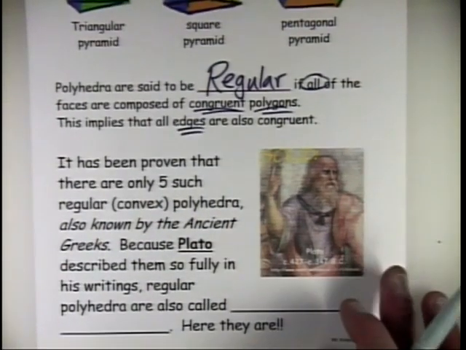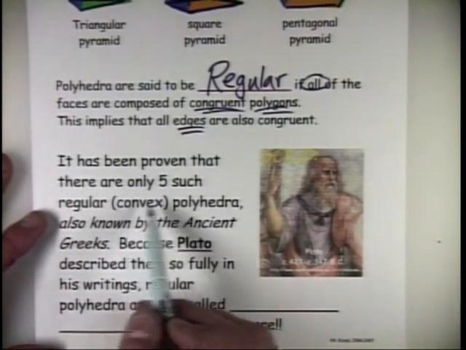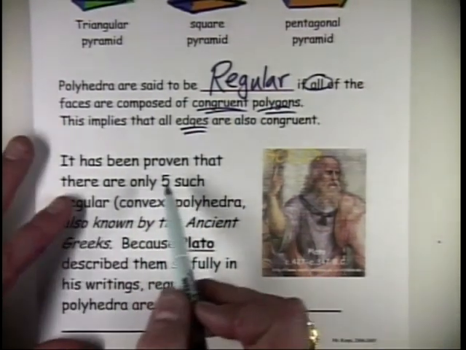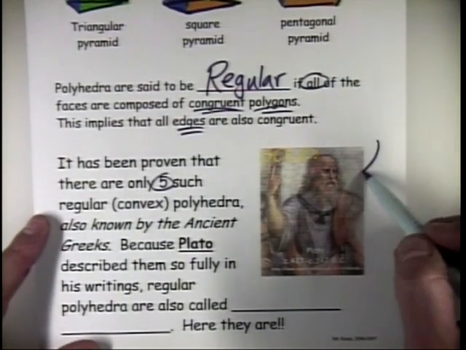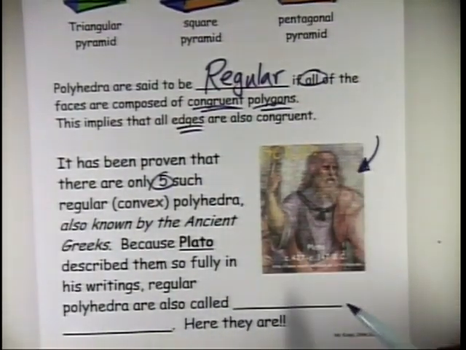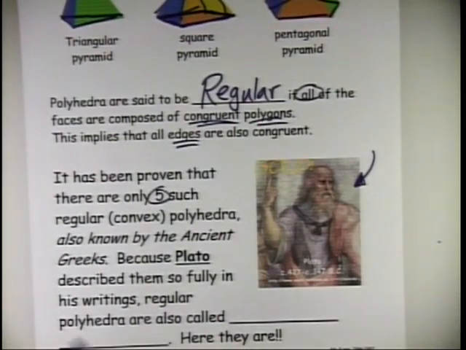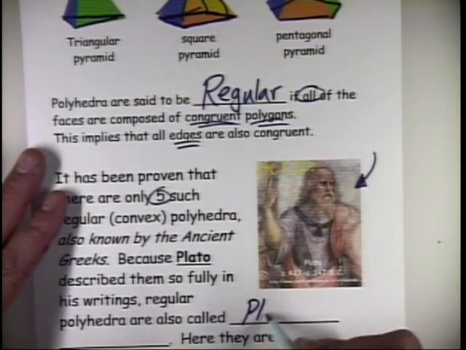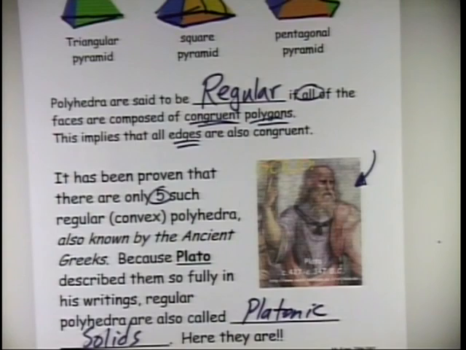Now, it has been proven mathematically that there are only 5 such regular convex polyhedra, in case you were wondering. There's only 5. And because the ancient Greeks knew about them, and in fact, this guy right here, Plato, had written about them extensively in his journals, these 5 regular polyhedra are sometimes called the Platonic solids. The Platonic solids named after Plato. So here he is. Maybe he's saying in this picture, solid! Perhaps. I don't know. I wasn't there.